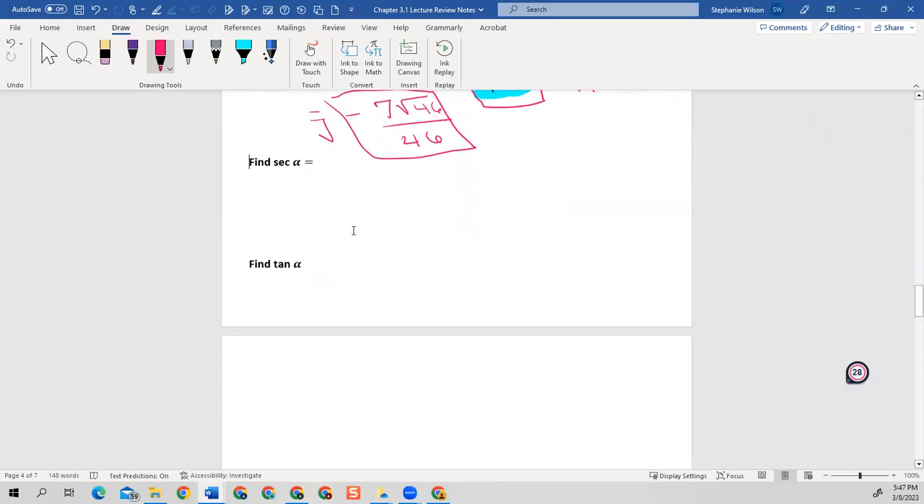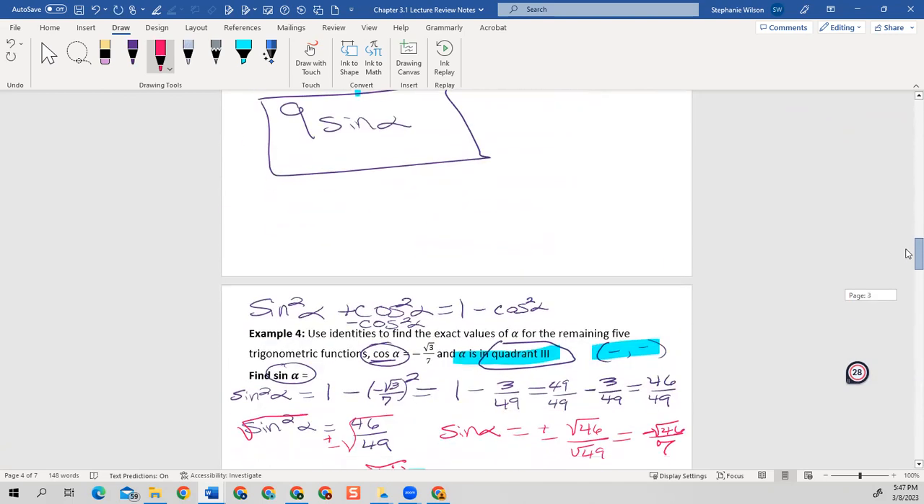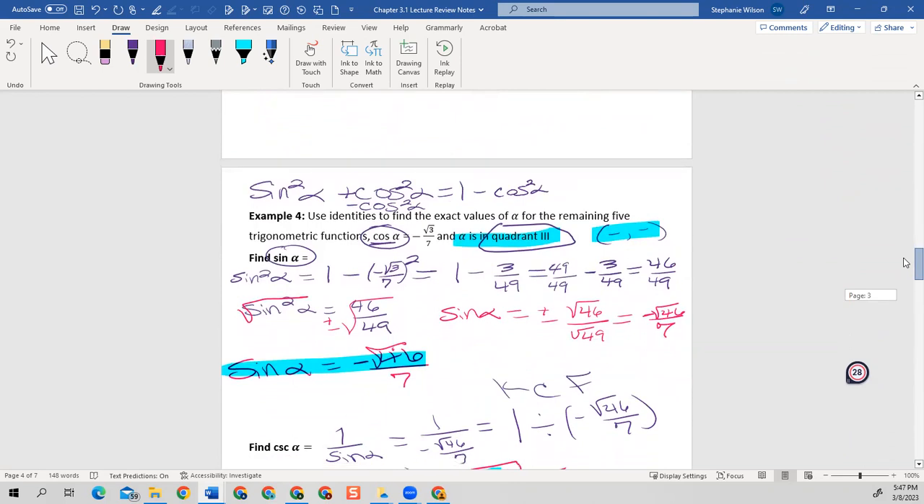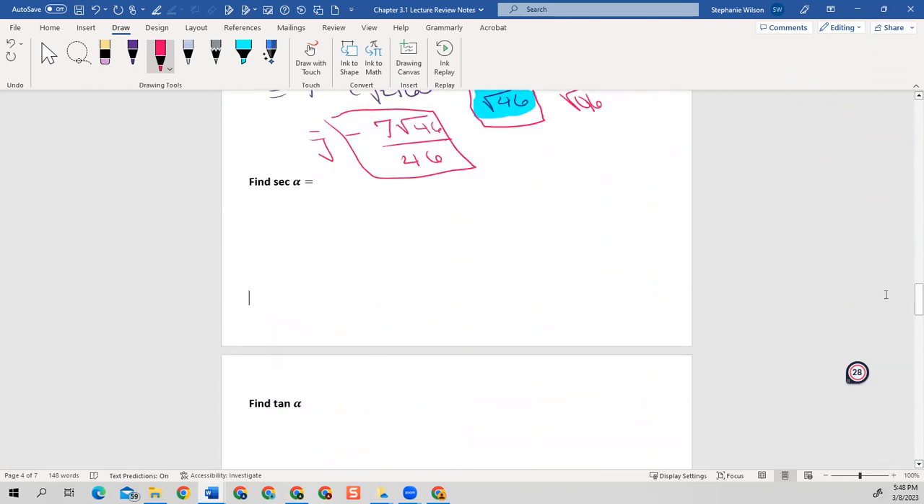Now, secant. Well, we know what cosine is, right? It was given to us at the beginning. I'm going to come up here and look at it. It was negative square root of 3 over 7. So the secant, the reciprocal of it, is cosine, right? All right, so let's just plug it in. We got 1 divided by cosine, we said was what? Negative square root 3 over 7. We're going to keep, change, flip.